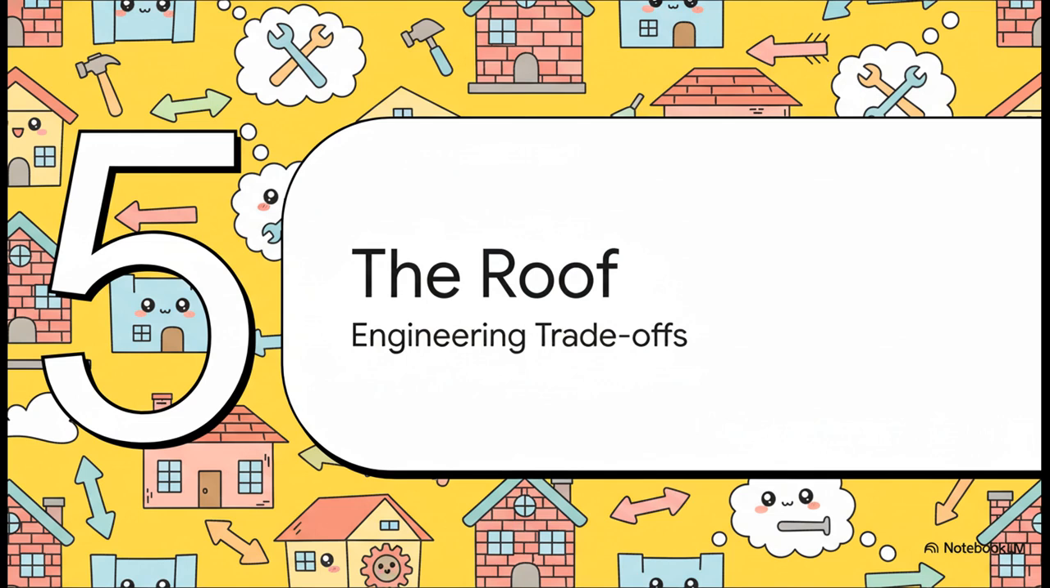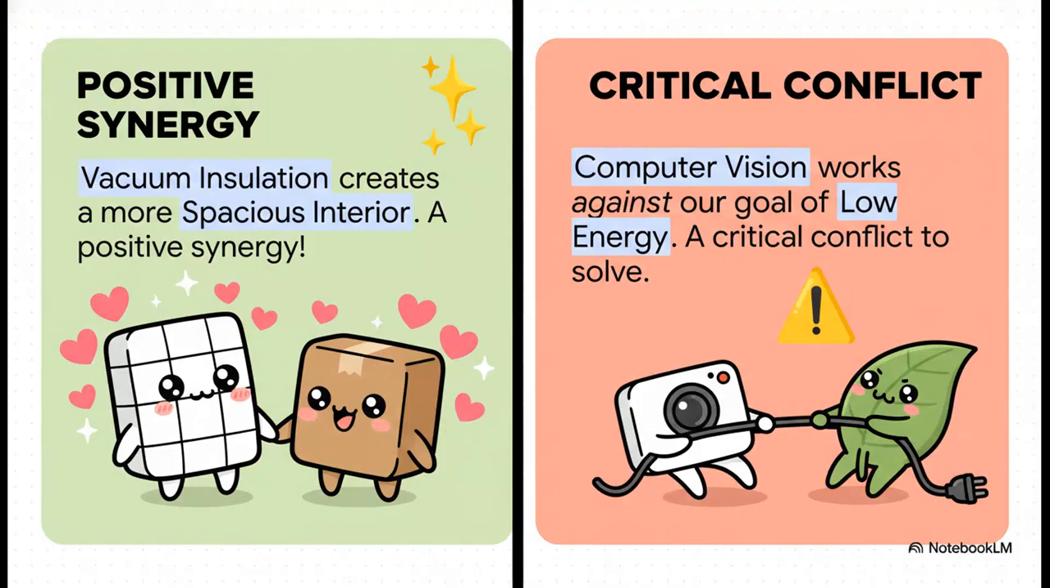All right, let's head on up to the roof. The roof of the house is where we analyze how all our engineering decisions interact with each other. Do they help each other out, or do they conflict? This is the big reality check. And this is huge. Look at that trade-off column. Our amazing computer vision feature, the one that's supposed to be our big competitive advantage, it actually works against our number one customer priority of low energy consumption. Those cameras and processors, they need power. This is a massive conflict that the team absolutely has to solve.